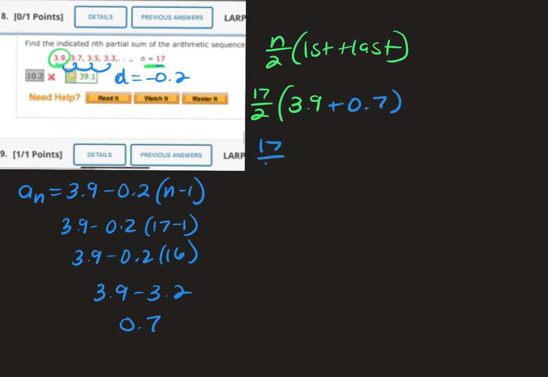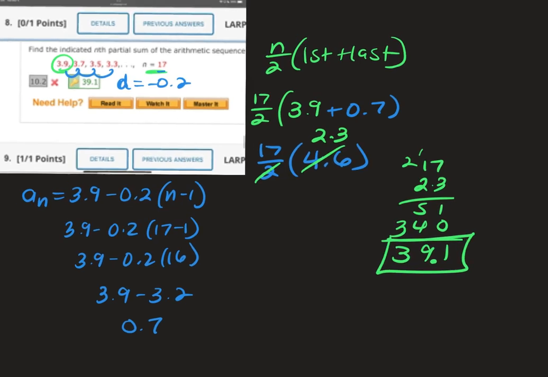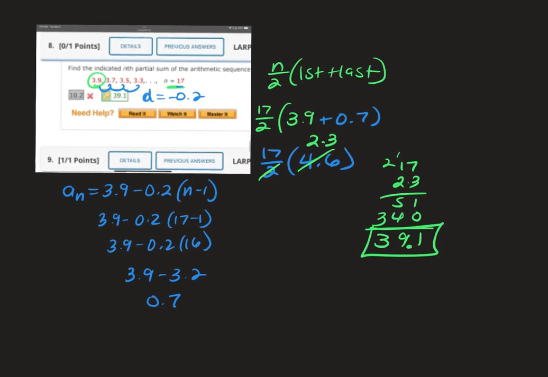So 17 over 2 times 4.6. 2 goes into 4.6, 2.3 times, and 17 times 2.3. And then move your decimal ones. 39.1. So you had to find the last one that time. Any other questions from the homework?